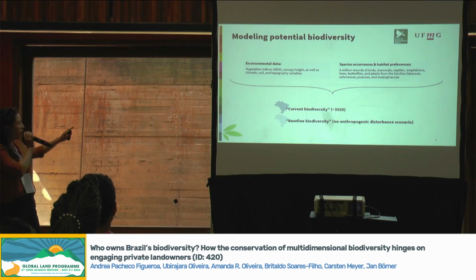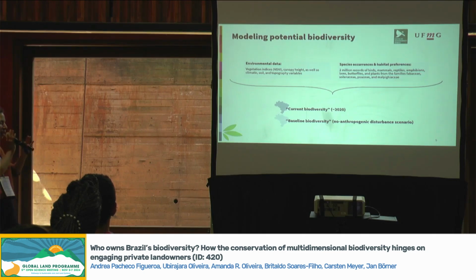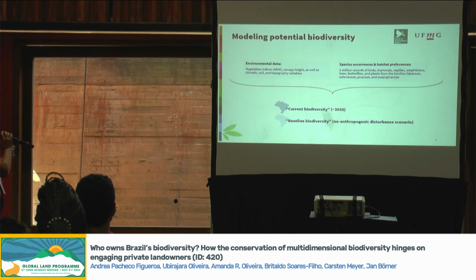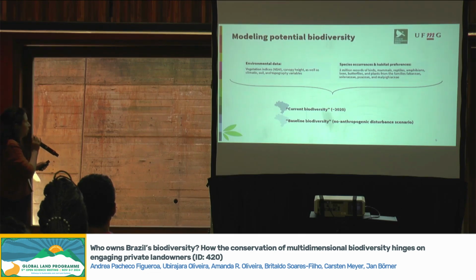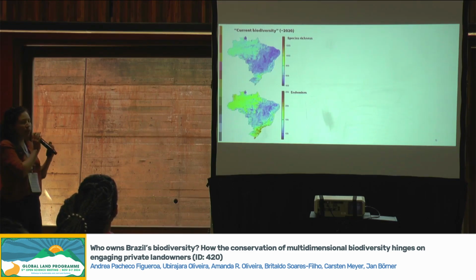model this one layer of current biodiversity, which approximates biodiversity around the year 2020, and also a baseline of biodiversity so that we have a comparison to current biodiversity patterns. And this is a bit atemporal in the sense that it's not belonging to a specific year, but it is referring to a scenario where there was no anthropogenic disturbance. And so this is what this looks like for current biodiversity around 2020.